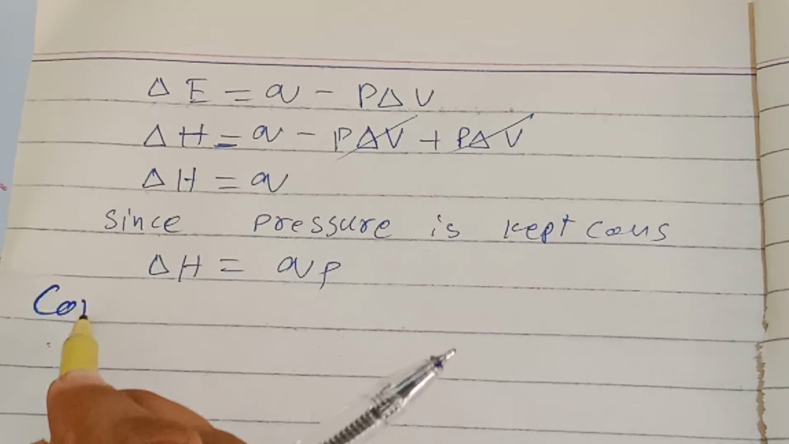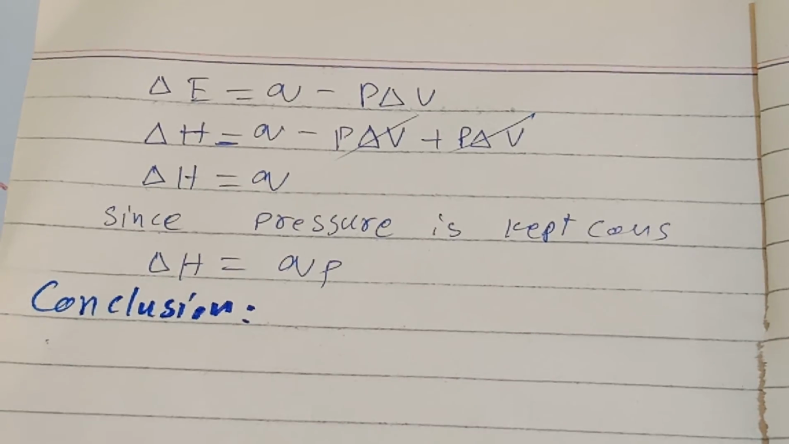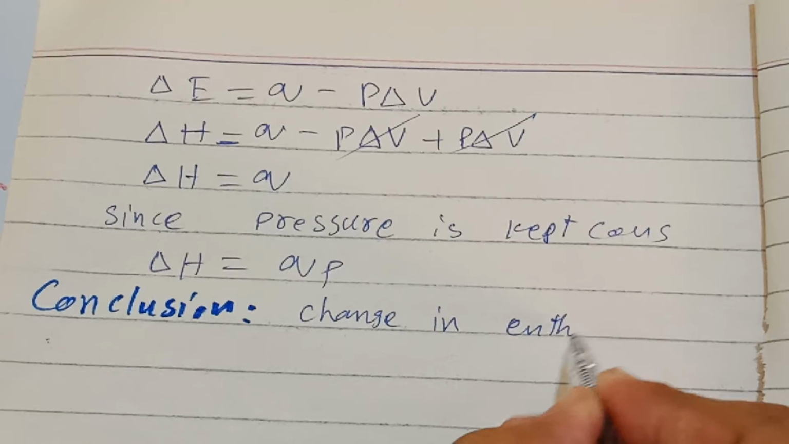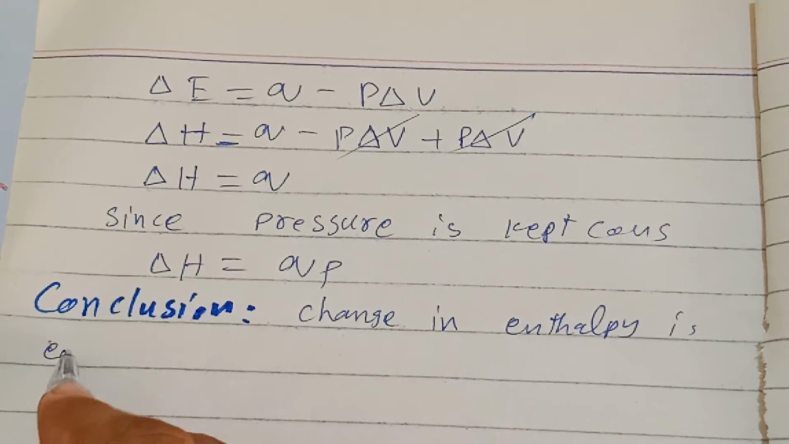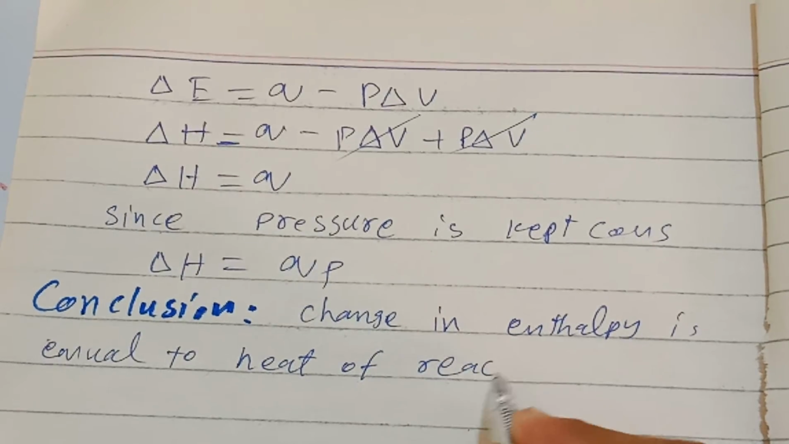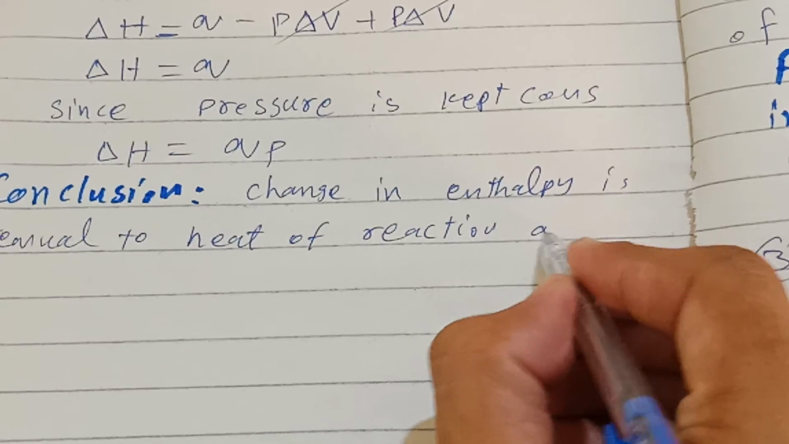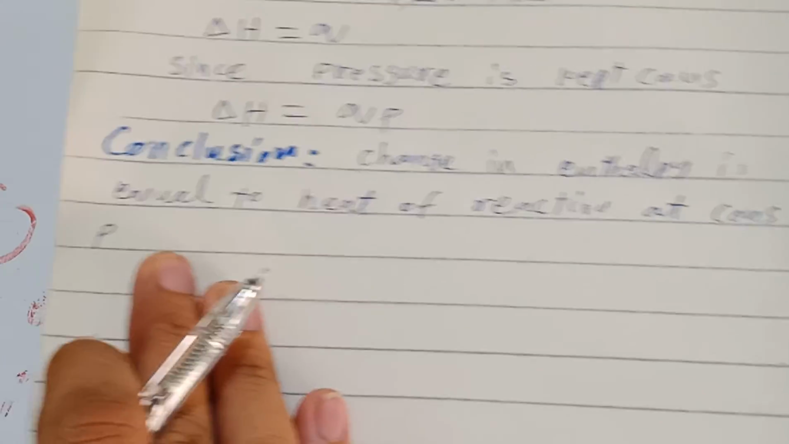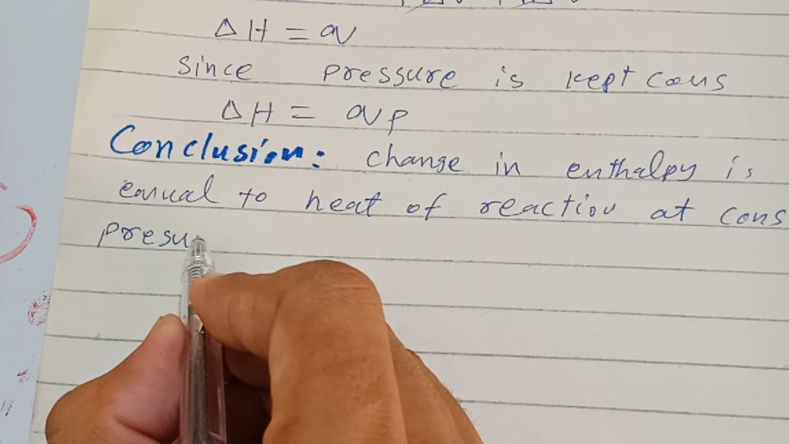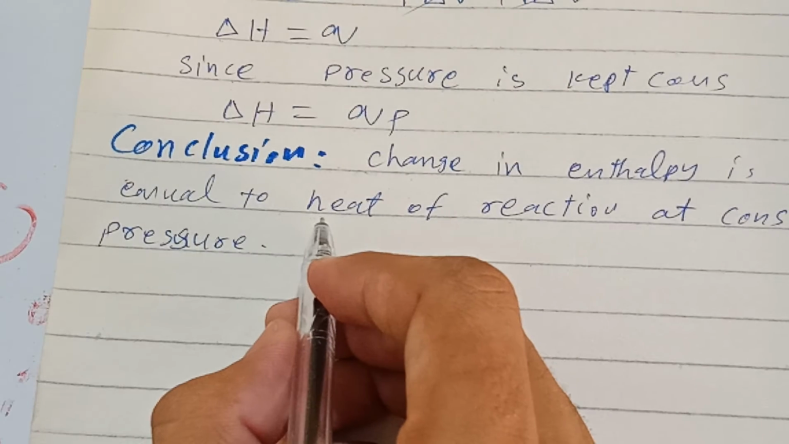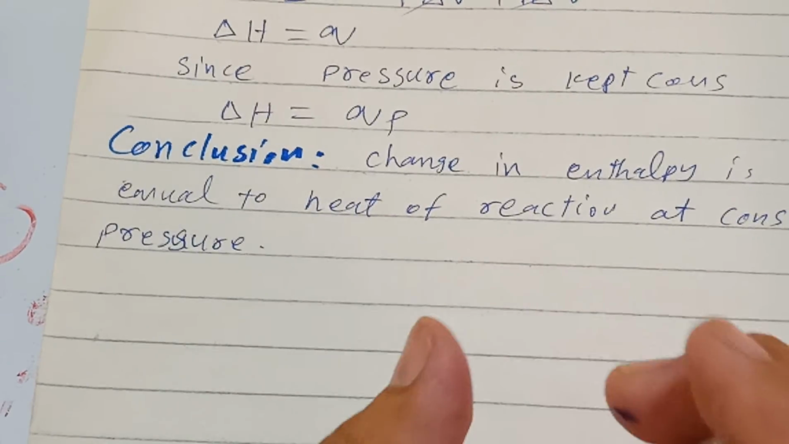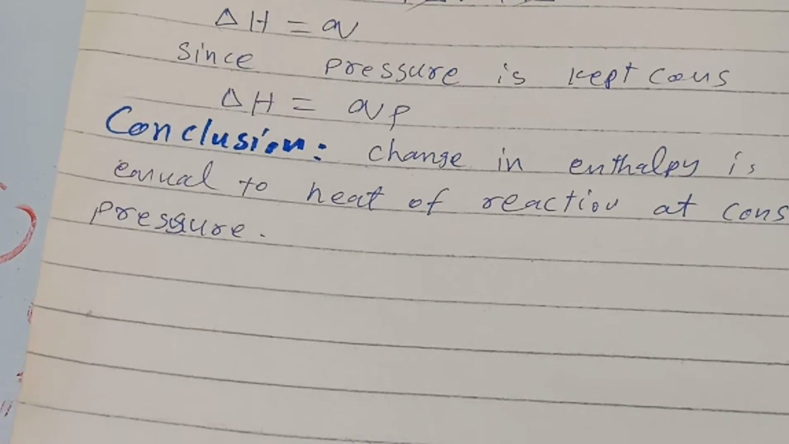Now, what is the conclusion? This shows that the change in enthalpy is equal to the heat of reaction at constant pressure. Reactions are carried out at constant pressure more frequently than at constant volume, so working with delta H is more convenient than delta E. So this was the enthalpy change.